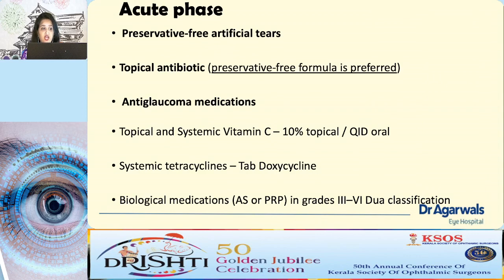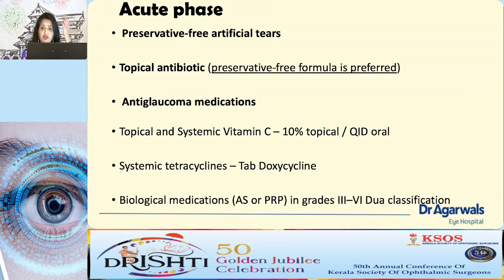Along with that, we have the additive treatment of preservative-free artificial tears, which is at least half hourly or 1 hourly. Topical antibiotic in the form of ointments is preferred. Anti-glaucoma medications are also given, as these alkalis, when they penetrate, can cause trabeculitis or a block in the trabecular meshwork.